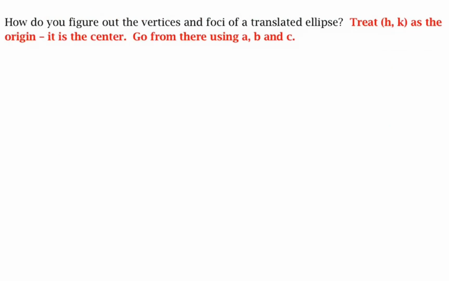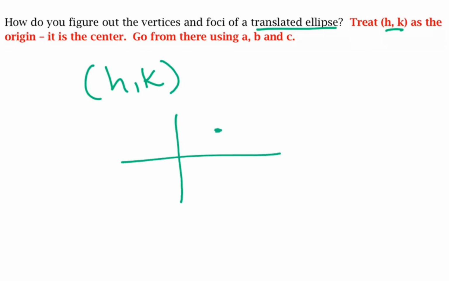All right. So how do you figure out the vertices and the foci of a translated ellipse? Okay, so (h, k) is going to be the origin, it's the center. So you're going to start with your (h, k), and then from there, you're going to use your a, b, and c. So if I have an ellipse that's starting right there, I treat that as my origin, and I go like 3 that way, 3 this way, and I make my ellipse from there. So we're going to look at some practice with those types of situations.